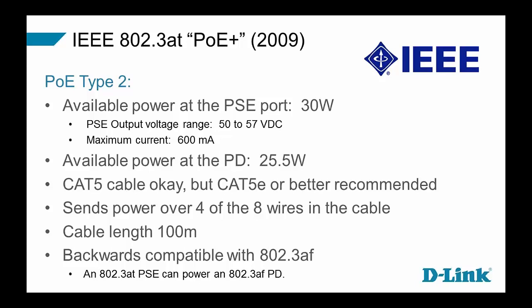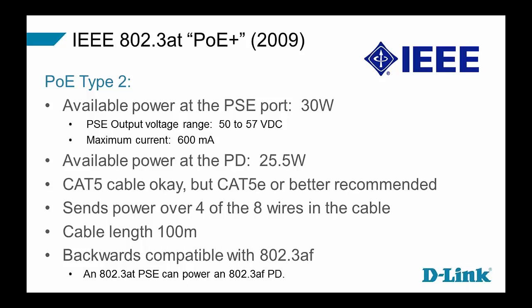Now the next standard, 802.3 AT, also referred to as PoE Plus or PoE Type 2, increases the available power at the PSE port to 30 watts. And it does this by slightly increasing the minimum amount of voltage, and the window is now 50 to 57 volts of DC power, and it increases the maximum current to 600 milliamps. So again, 30 watts at the PSE port with resistance and loss along that 100 meters, we still ensure that 25.5 watts is available at the PD.